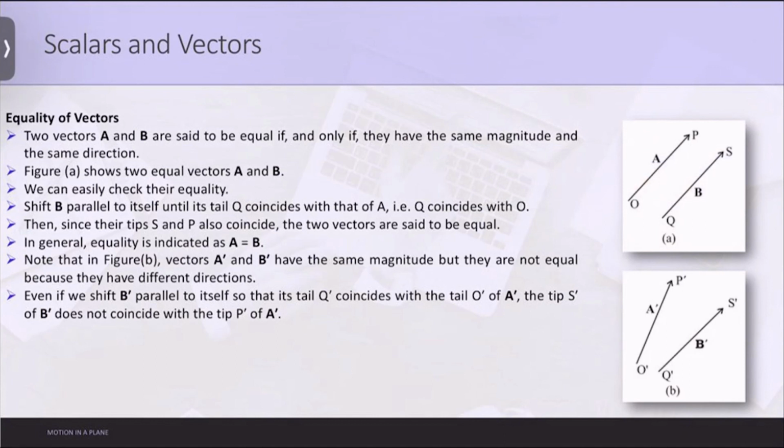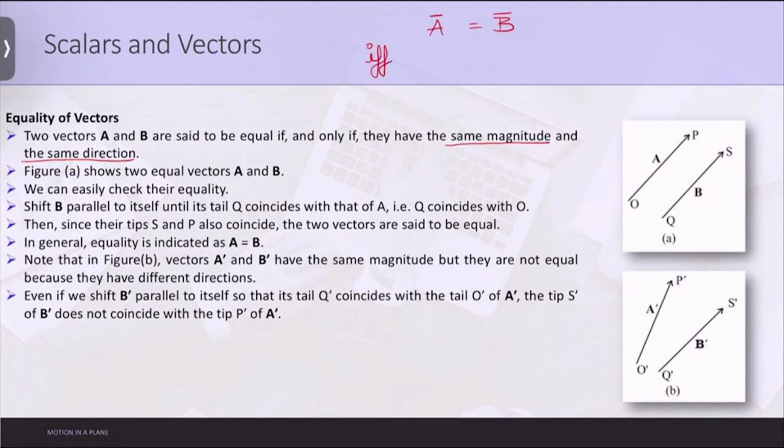Two vectors A and B are said to be equal. When are they said to be equal? They are said to be equal if and only if they have the same magnitude and the same direction. If I need to write it mathematically, I denote this by A bar equal to B bar. The notation for if and only if is iff.